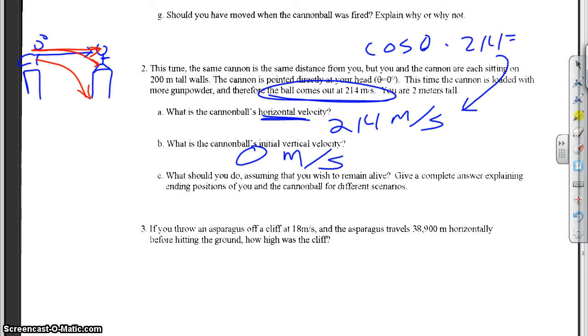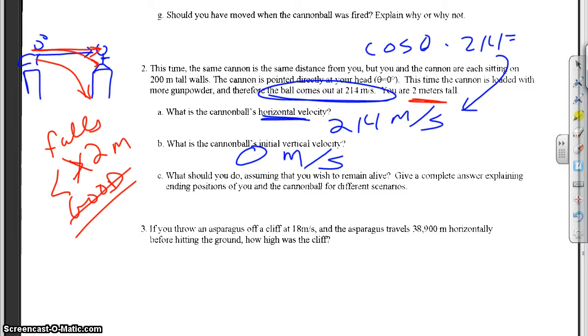So I am 2 meters tall. So if it falls more than 2 meters, then that's good. That means I'm safe. If it falls fewer than 2 meters, that's bad. That means it's going to hit me. So that's the basic idea here. So I'm not going to do this problem all the way through. I'm going to let you ponder that, calculate how far it's going to fall. But you say, how? I can't figure that out.